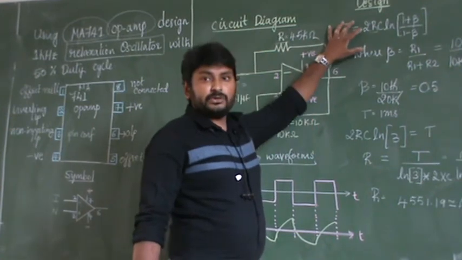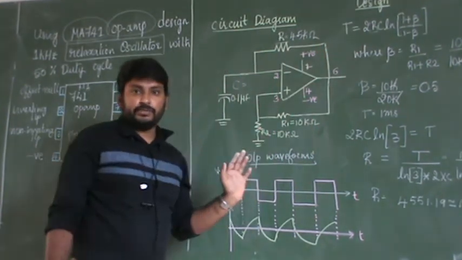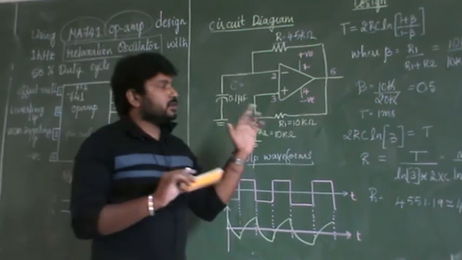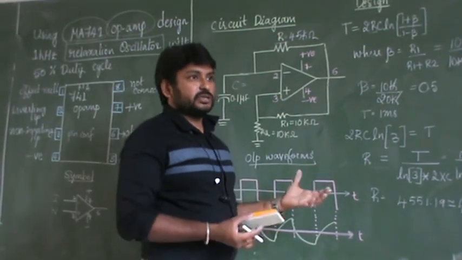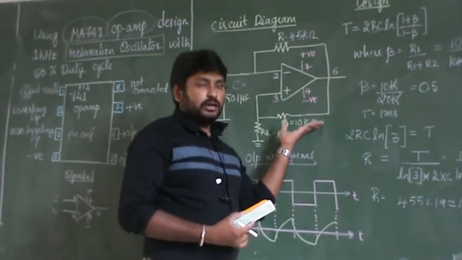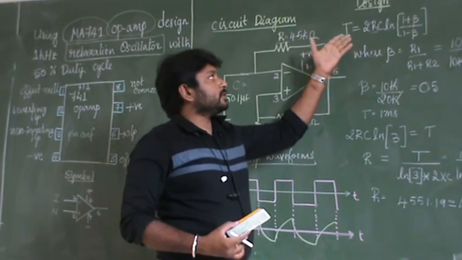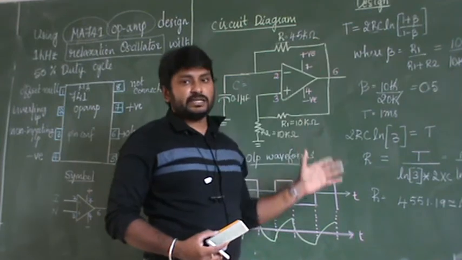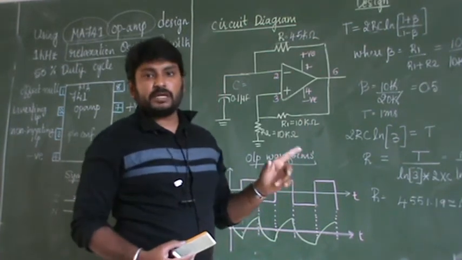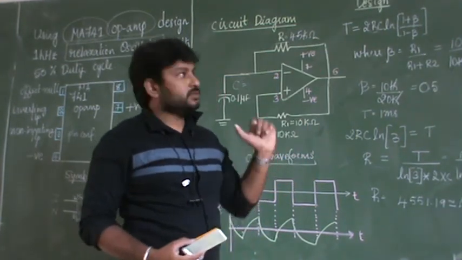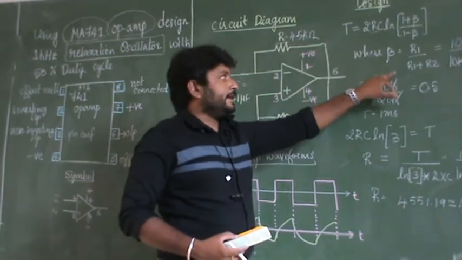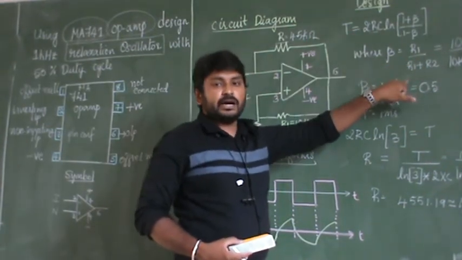How the formula came, how the circuit came, don't worry, that is already designed. So the relaxation oscillator circuit is this one, and the formula for this is T equals 2 RC natural logarithm of (1 plus beta) divided by (1 minus beta). So this formula you have to keep in mind, and beta is nothing but R1 divided by R1 plus R2.